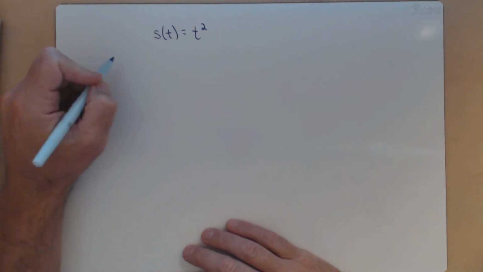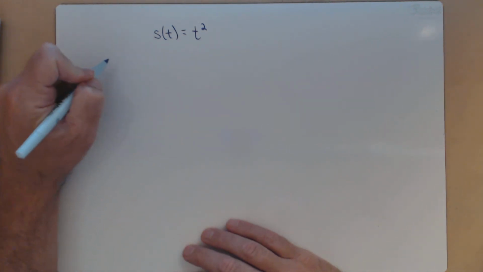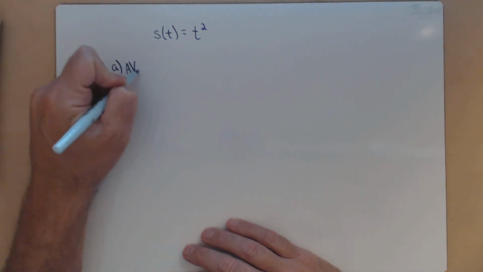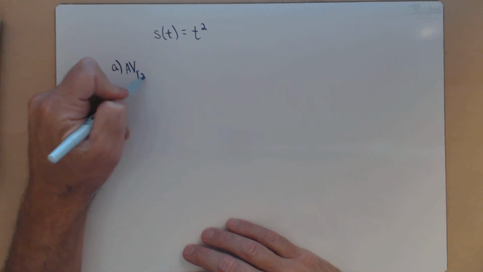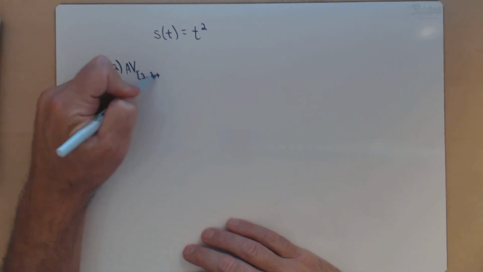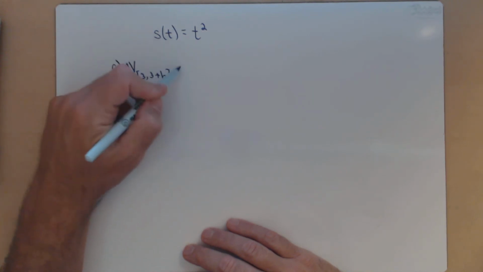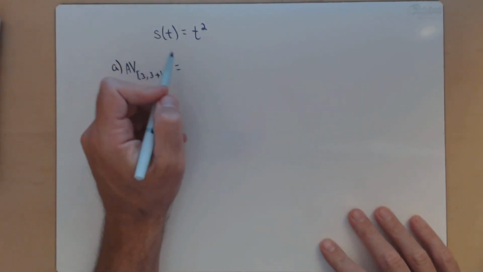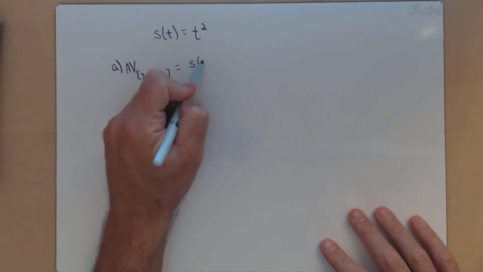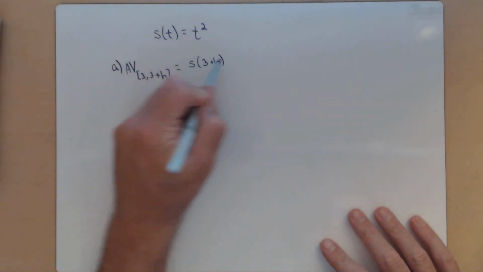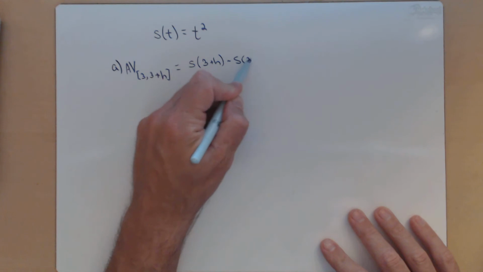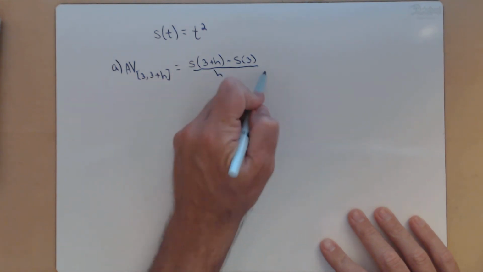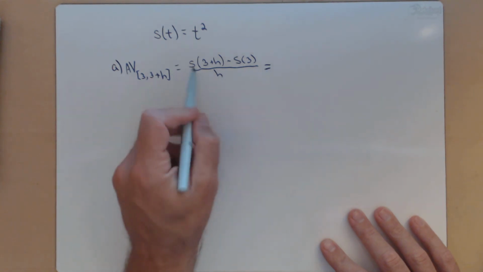So the first thing activity 1.5 asks us to do is determine the average rate of change between 3 and 3 plus h for our function s of t here. So let's set up our difference quotient. It's going to be s of 3 plus h minus s of 3 all over h.